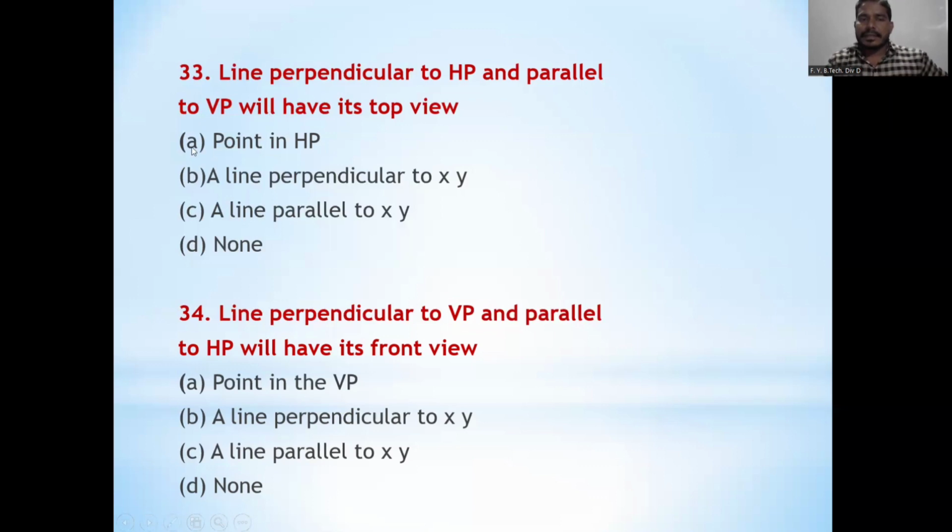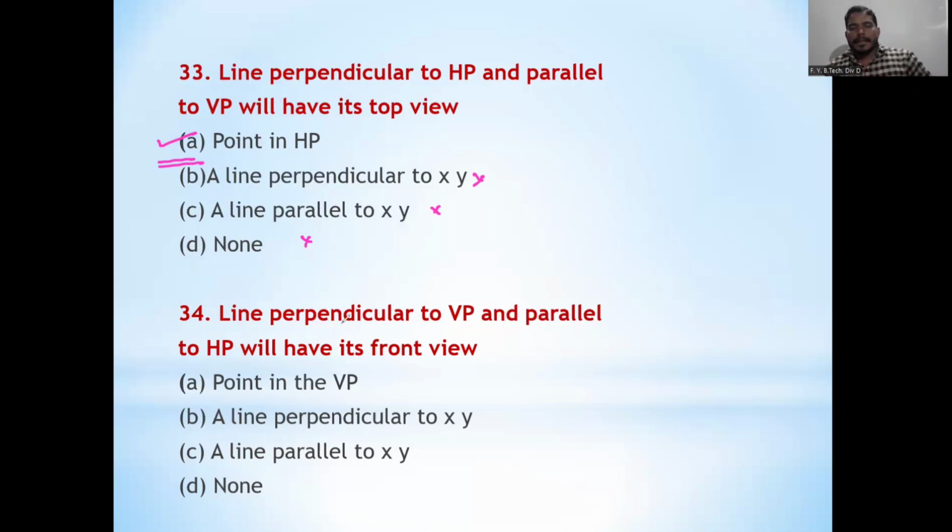Okay, in this case, this is the condition, no? A line which is perpendicular to HP and parallel to VP means whatever is top view, in the top view we'll get a point view. Okay, so which option will be correct, that we will check out. So point in HP, this will be correct. Line perpendicular to XY is not, line parallel to XY not, sectional not. So option A will be there.